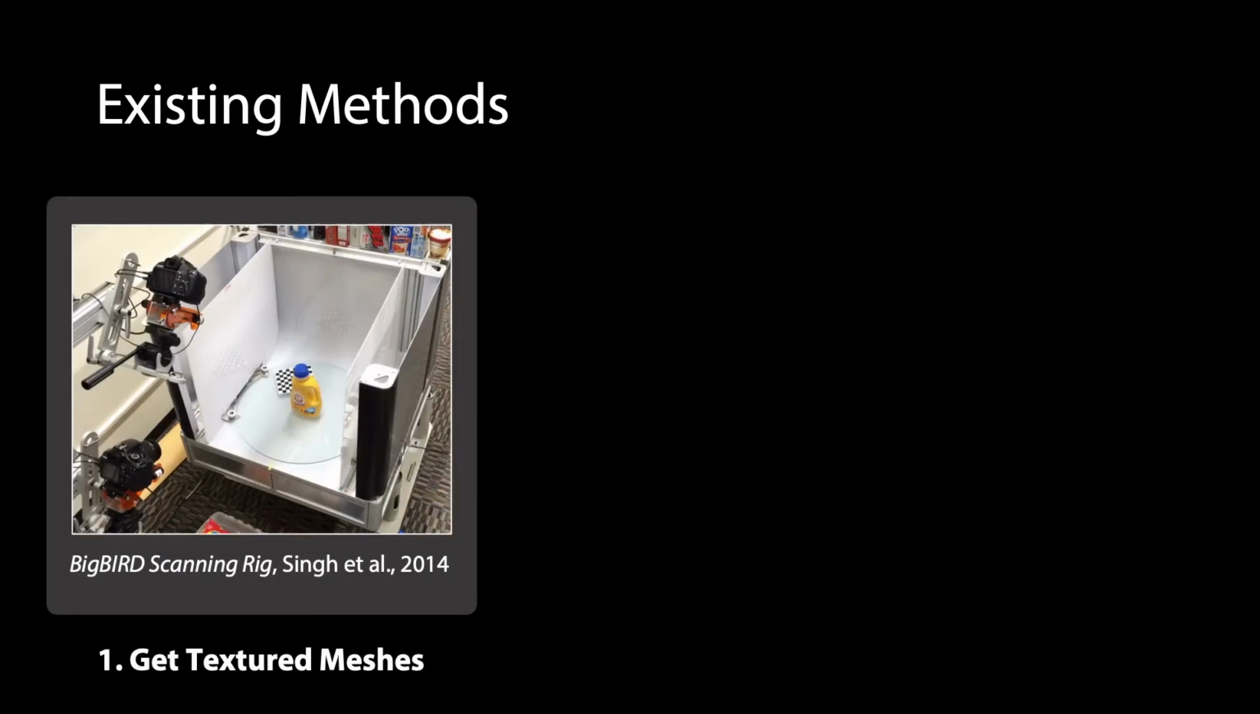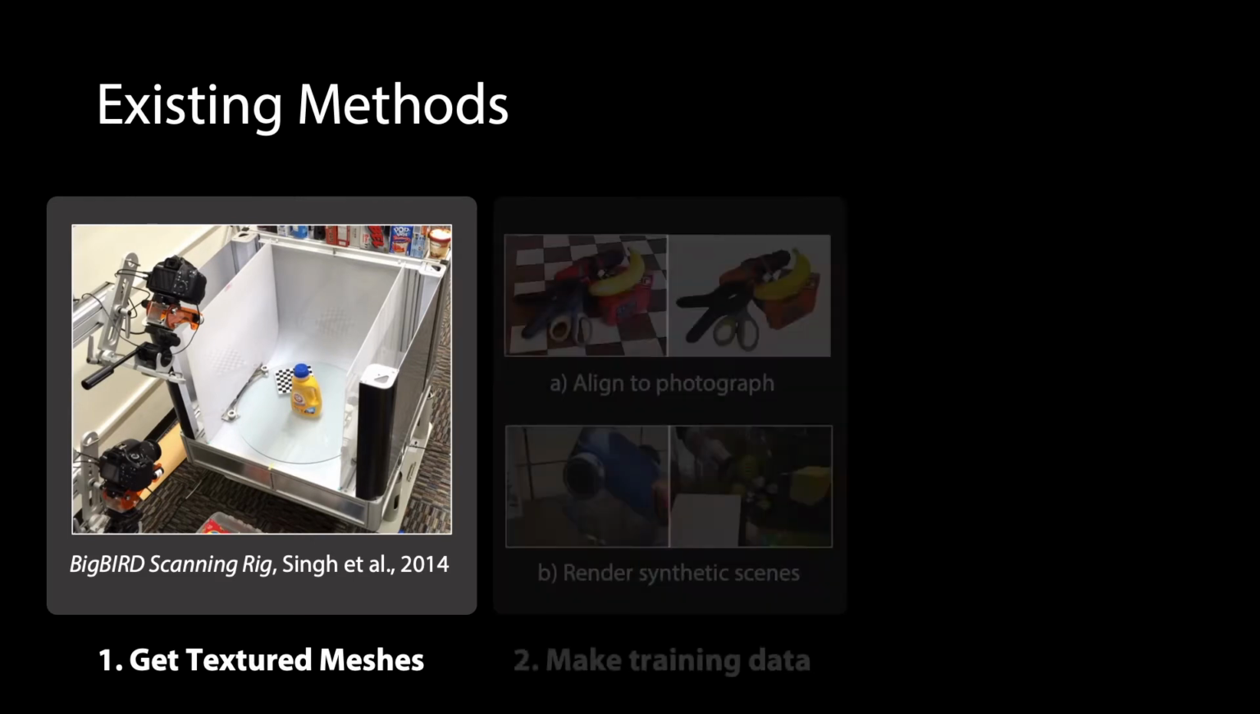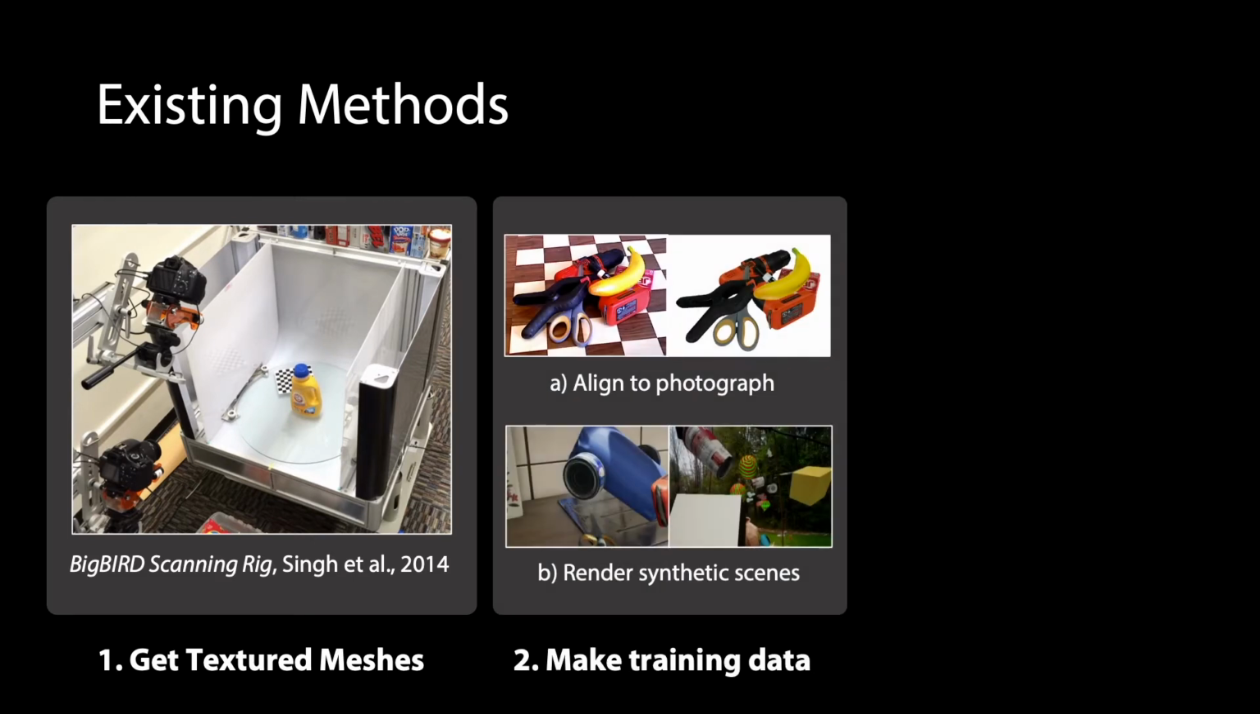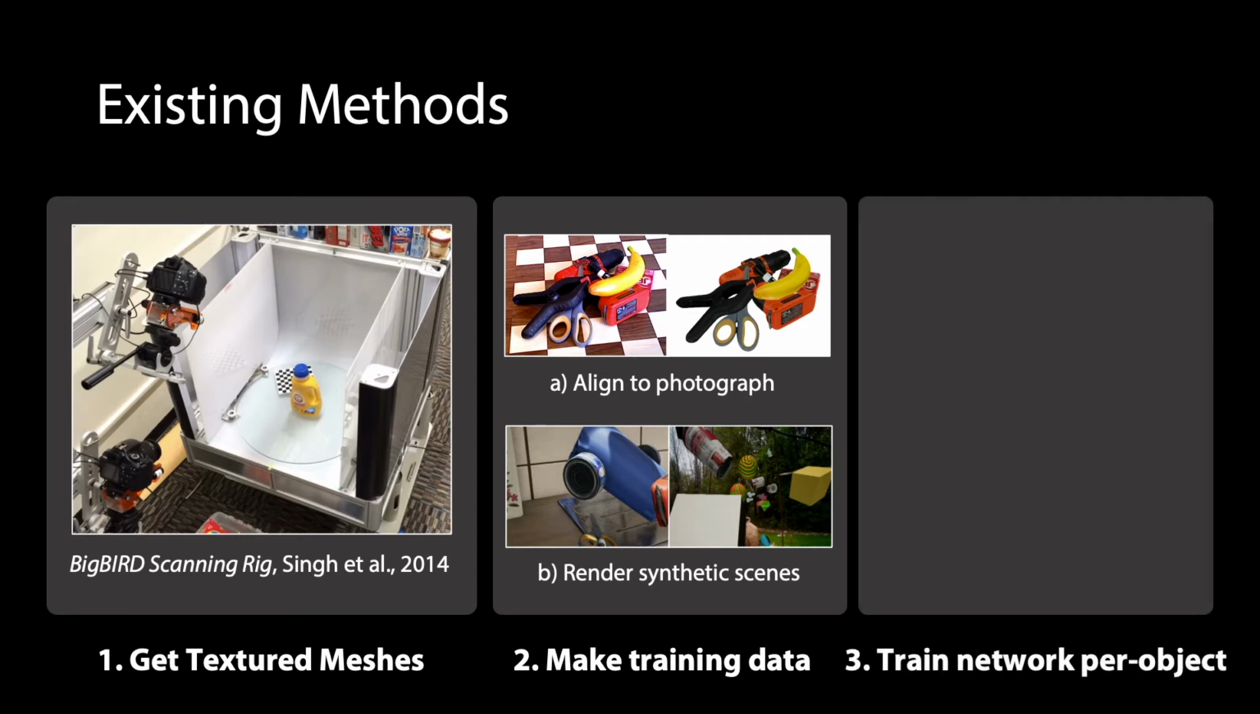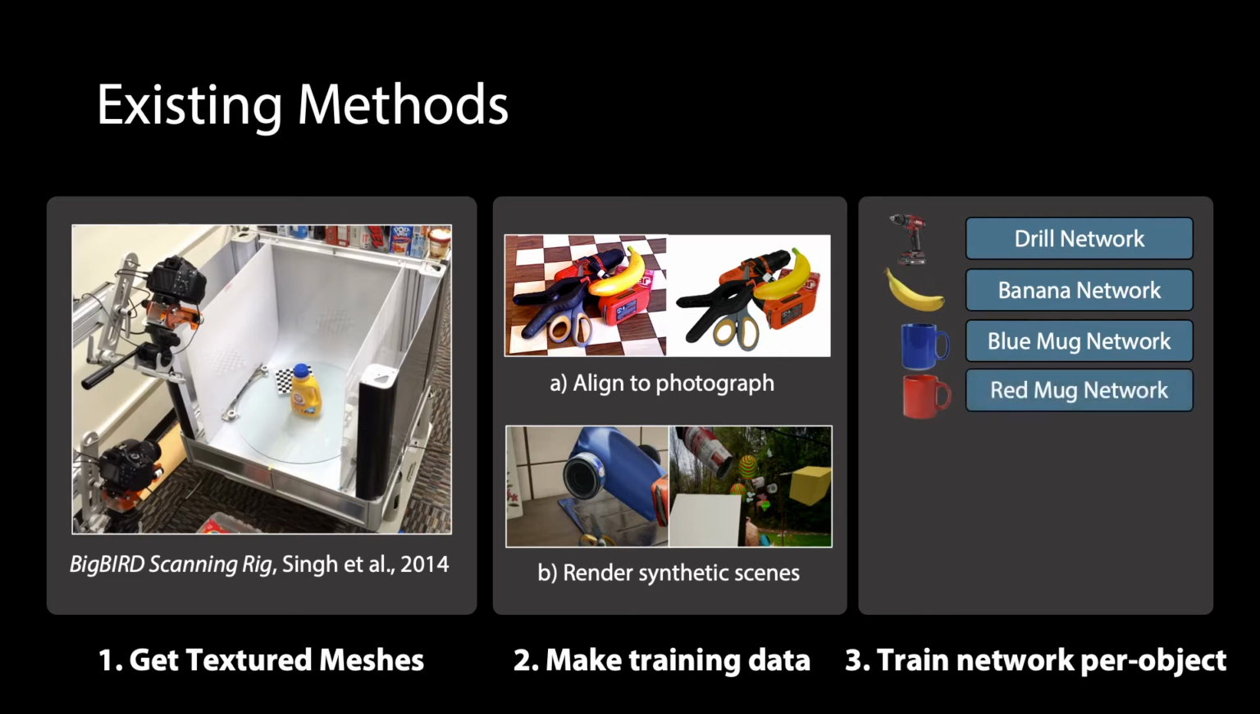First, you get a highly detailed mesh of the object by scanning it with specialized equipment. Then you create some training data. The training data is created by aligning the scanned mesh to real photos, or by rendering them using computer graphics. Finally, you train a neural network specialized to each object you want to estimate the pose for.